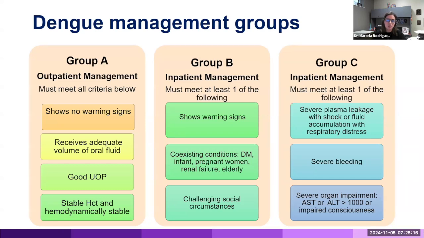Lastly, Group C. These are the patients that are going to be the sickest. They must meet at least one of the following: severe plasma leakage with shock, or fluid accumulation with respiratory distress or ascites; severe bleeding; or severe organ involvement.